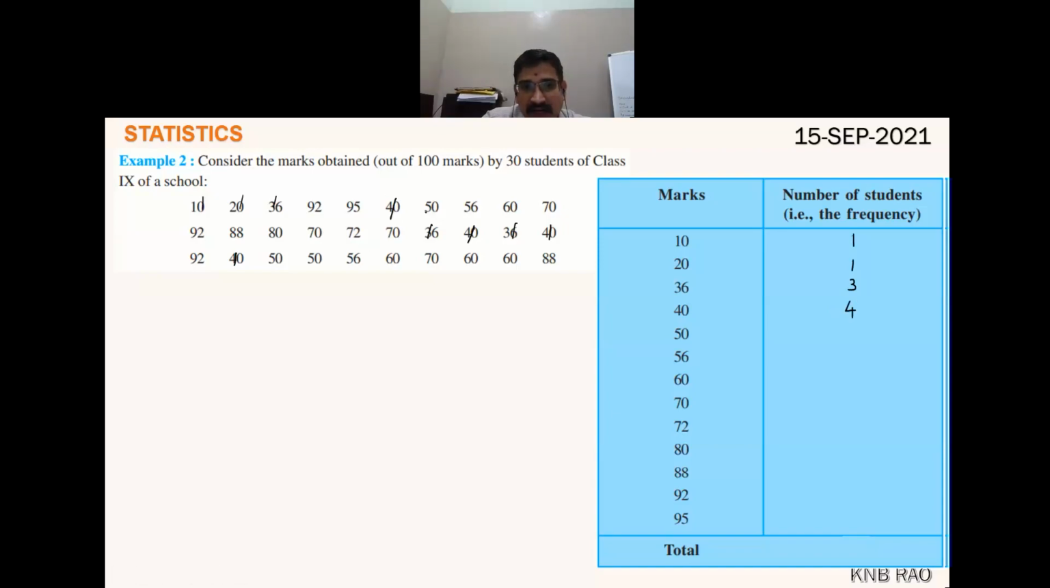Yes, sir. So here I am making a frequency distribution table for raw data. So 50 is 3. This is also called a frequency distribution table, but for raw data. Frequency distribution table for raw data.